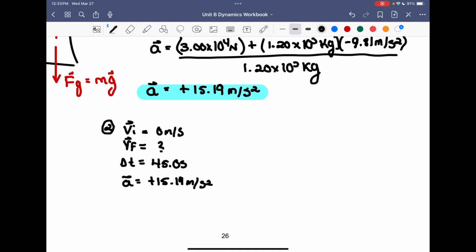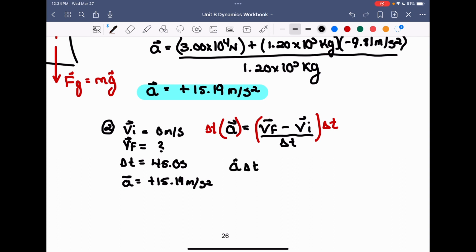Now, which equation does this lead us to in kinematics? You should be thinking, oh, it's the basic acceleration equation. It's VF minus VI divided by the change in time. Now, if I'm solving for VF, I'm going to start by multiplying up time. So this is going to be multiplied by time, multiplied by time. This is going to give me the following: a delta T is equal to VF minus VI.